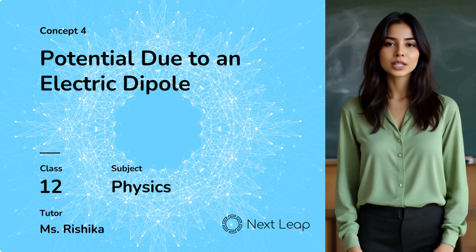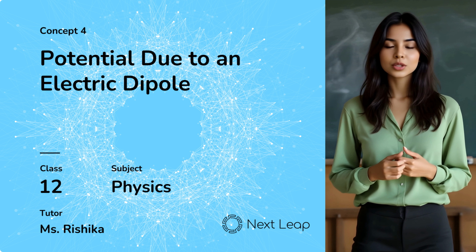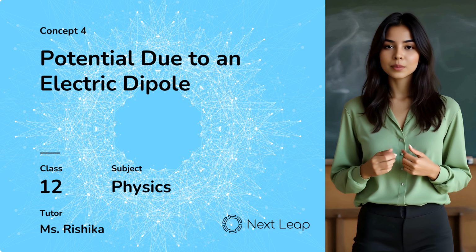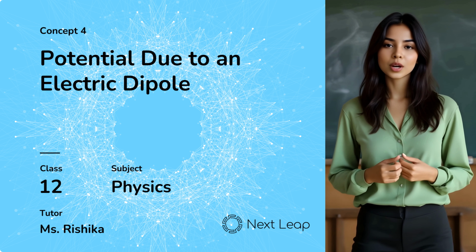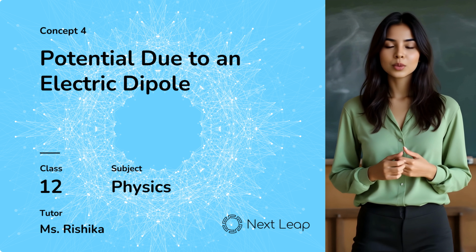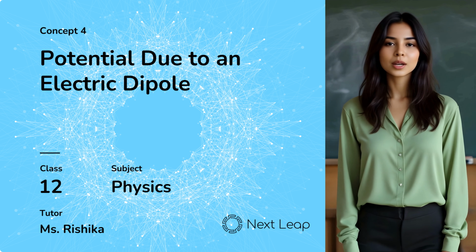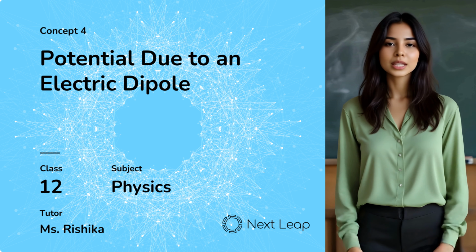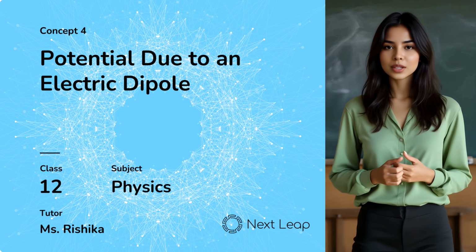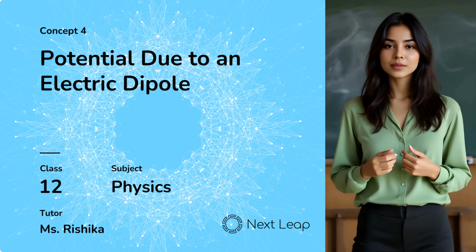But unlike the potential from a single charge, which depends only on distance, the dipole's potential depends not just on how far you are, but also in which direction you are from it. And here's something fascinating. While electric field is a vector, which means it has direction, the electric potential is a scalar. That means we can add up contributions from multiple charges directly, no need to worry about direction.